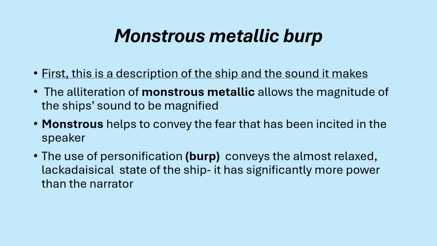I've talked about the alliteration of "monstrous metallic", and it allows the magnitude of the ship's sound and also its size to be magnified. "Monstrous" helps to convey the fear that has been incited in the narrator, because he sees this as a monster, showing him as almost a bit of a victim in this moment. Now, I love the ending, the "burp". It's the use of personification there, but it conveys the almost relaxed, lackadaisical state of the ship, and it has significantly more power to the frightened, frantic state of the narrator, allowing us once again to delve into his inner psyche and to see how he feels.